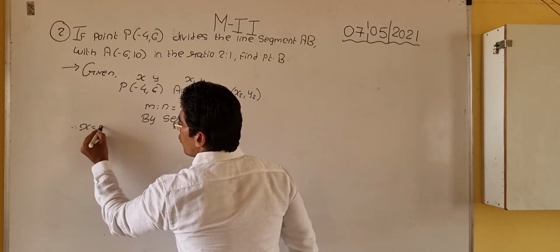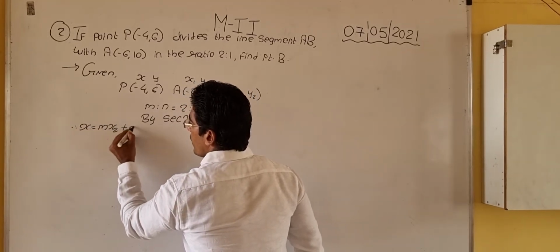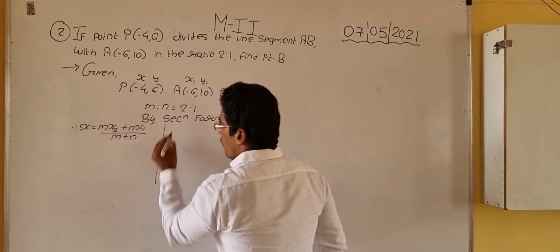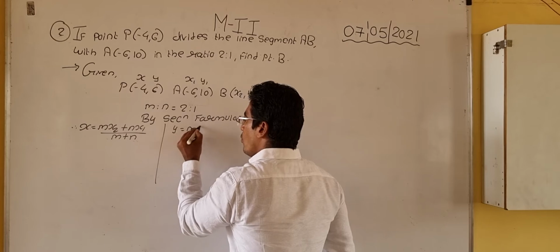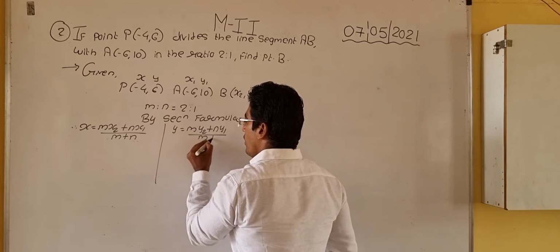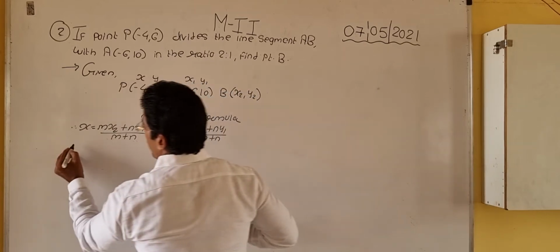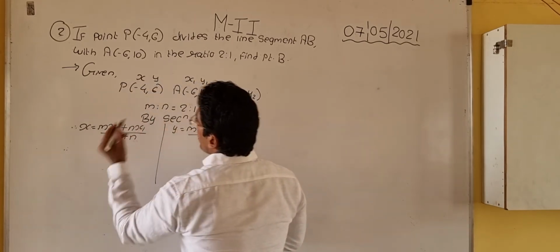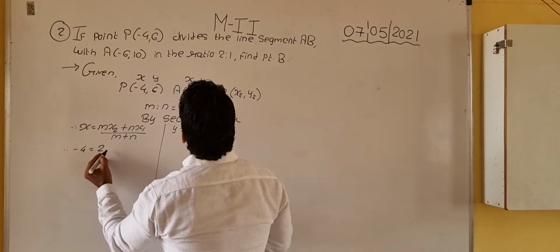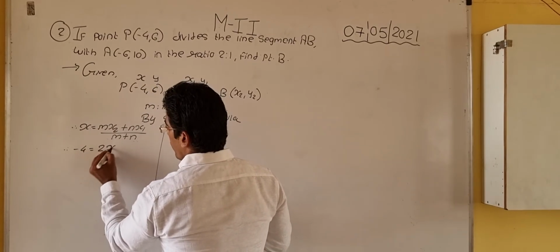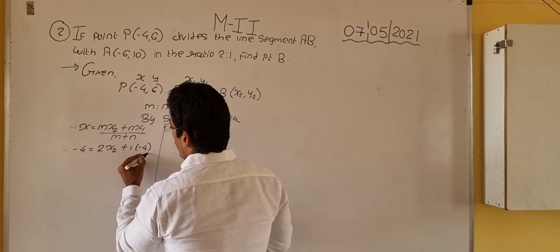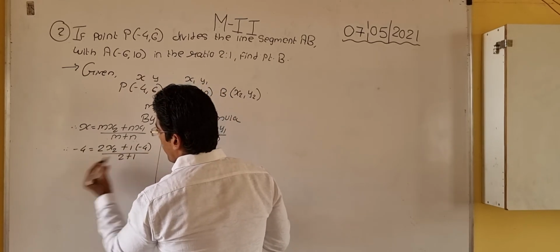Therefore x is equal to (m x2 + n x1) upon (m + n). What is y? y is equal to (m y2 + n y1) upon (m + n). Therefore, substitute the values. What is x? Minus 4. What is m? 2. What is x2? We don't know. n is 1, x1 is minus 4, upon 2 plus 1.